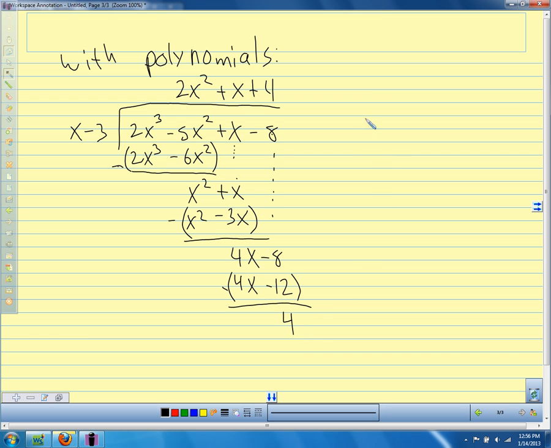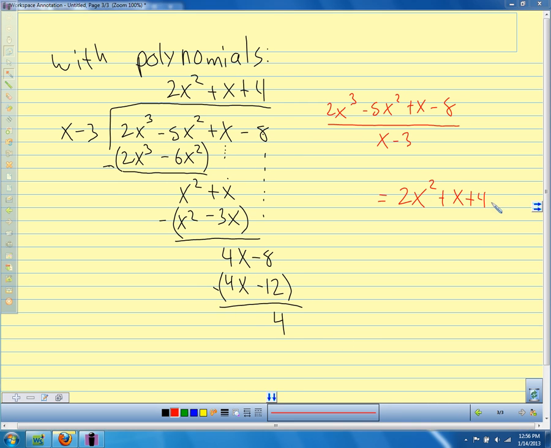This tells me that, and I'm going to write this in red over here, that 2x to the third minus 5x squared plus x minus 8 divided by x minus 3 equals 2x squared plus x plus 4 plus 4 over x minus 3.